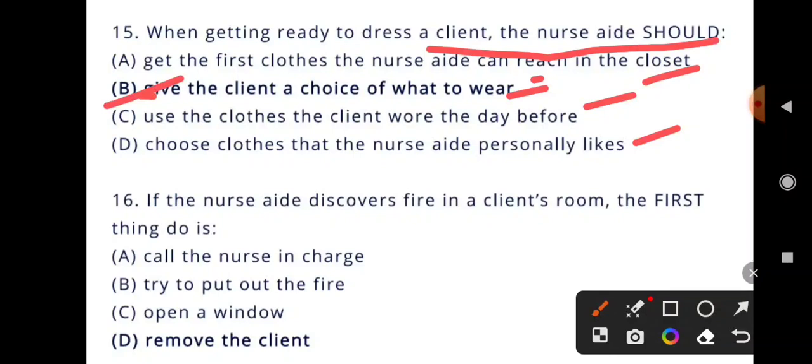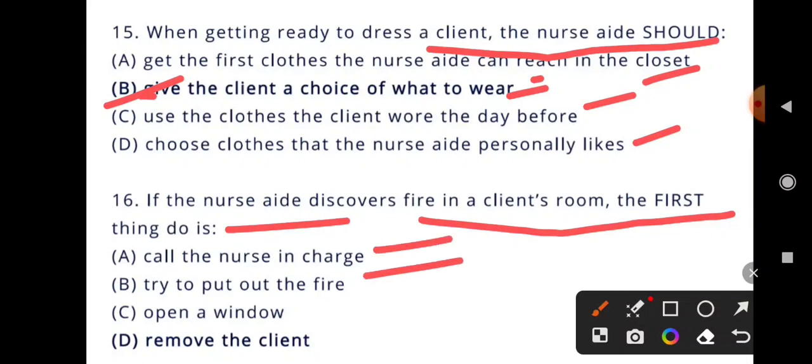Option B. So next, if the nurse aide discovers fire in a client's room, the first thing to do is, so if there is a fire in the client's room, what does she have to do? Options: call the nurse in charge, try to put out the fire, open a window, remove the client. So first she has to remove the client, option D.